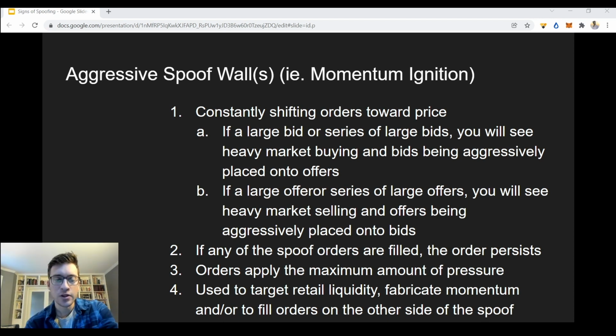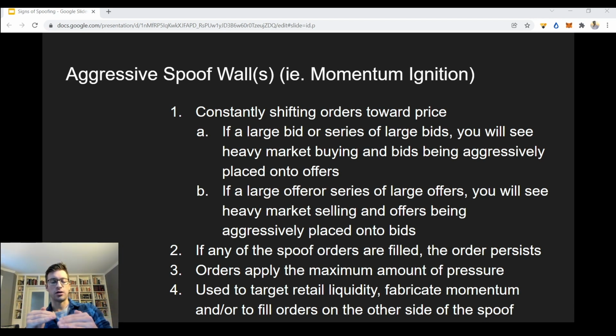Okay. These orders apply the highest amount of pressure you can ever see in crypto. I don't think that they're within limit orders and market orders. This is far more aggressive than just a fat, large market seller, a large market buy, because when that happens, price goes back to equilibrium a lot. This is incredibly aggressive. It's typically used to target retail stop losses, liquidations, i.e. retail liquidity. Fabricate momentum, this is probably what it's most common for.